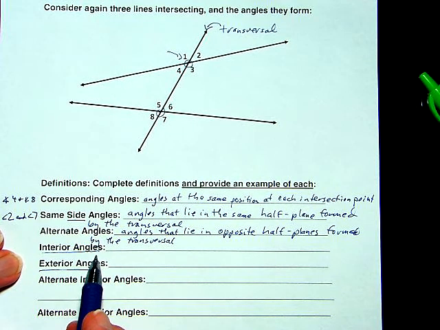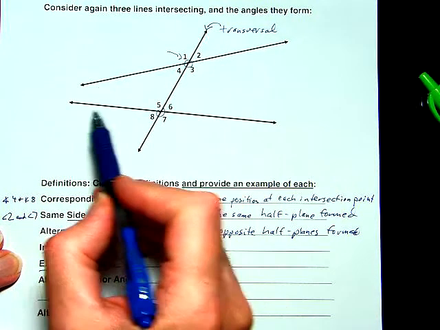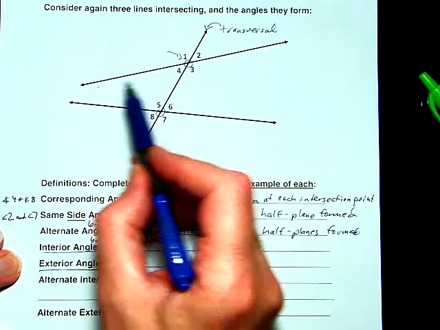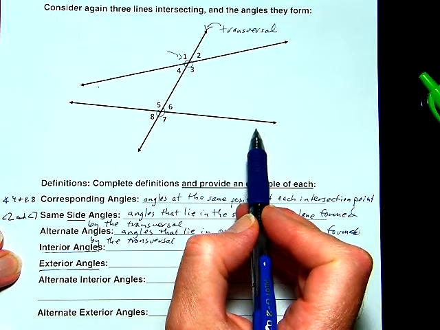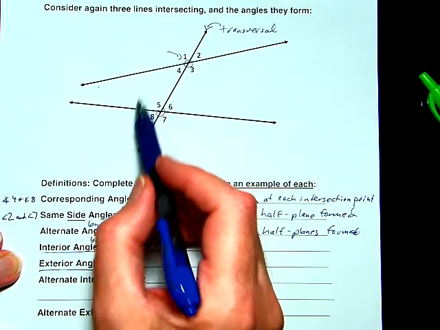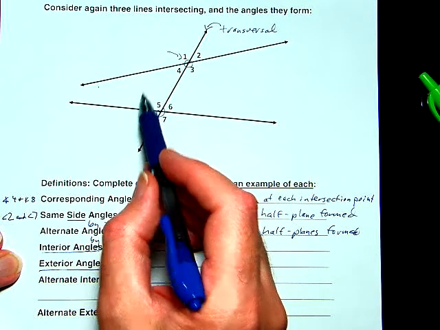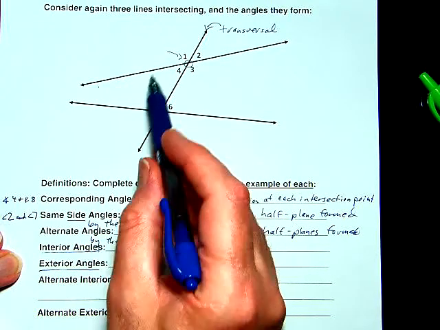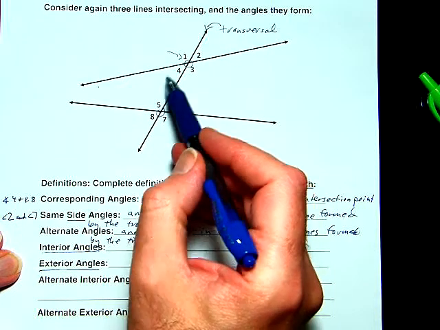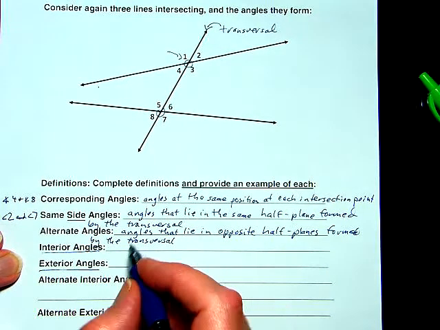Interior angles are angles that lie between the two lines. Well, I said parallel lines. Usually we'll be talking about lines we at least suspect are parallel, but in this case they're not. But still, angles that fall between the two lines which are intersected by a transversal are interior angles.